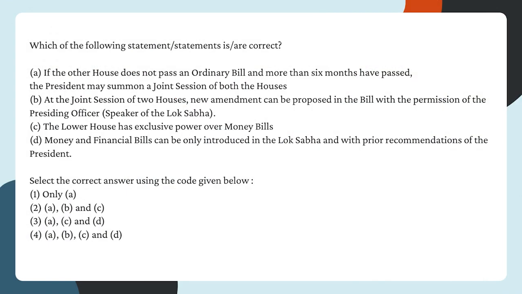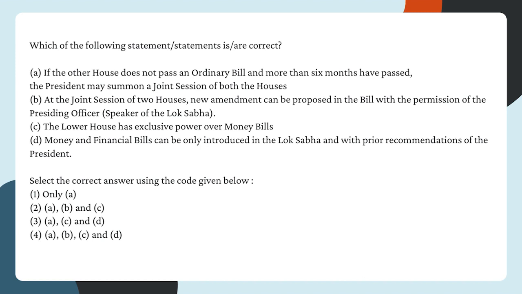Now the next one is that which of the following statement or statements is or are correct? Out of the given statements, you have to choose the correct ones. As you can see, the statements before us are related to the joint session of the Parliament. So please go through the statements and choose the correct answer. Now let us go through the statements one by one. Statement A says that if the other house doesn't pass an ordinary bill and more than 6 months have passed, the President may summon a joint session of both the houses. Yes, this is the correct option, as you can also refer to Article 108.